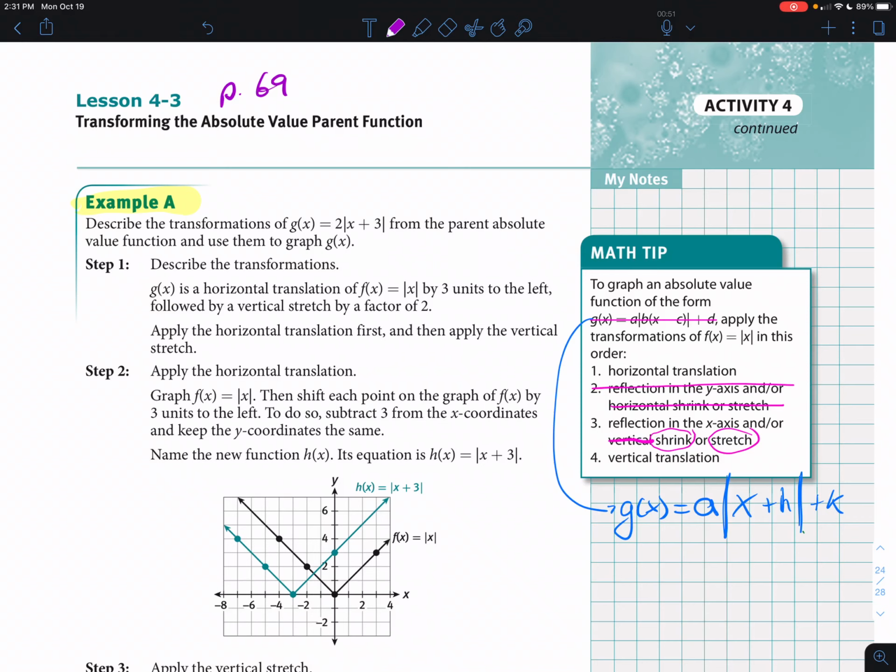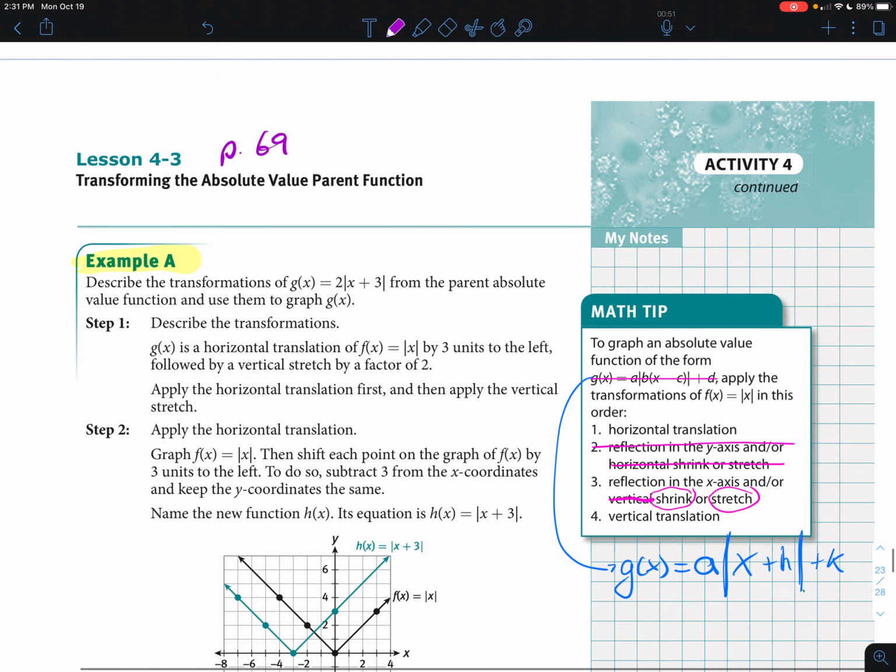Okay, everyone, we are wrapping up lesson 4-3. This will be the last part, and then we're going to have a quiz on activity 4 tomorrow. I hope you've been taking these notes down and paying attention and asking questions. So we learned a few things.